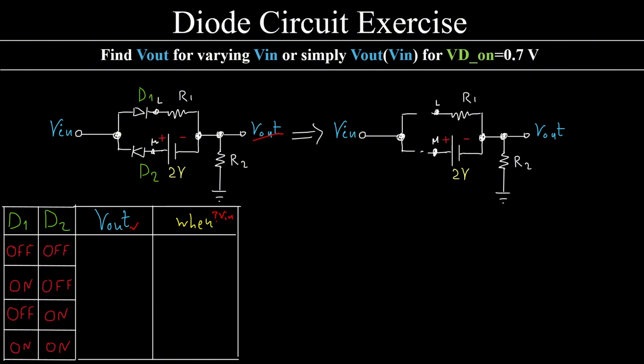So for this diode to be off, it should be Vm minus V in less than the VD on, 0.7 volts. How about here? Again, for D1, it should be V in minus VL less than 0.7 volts. A diode that is off is basically an open circuit.